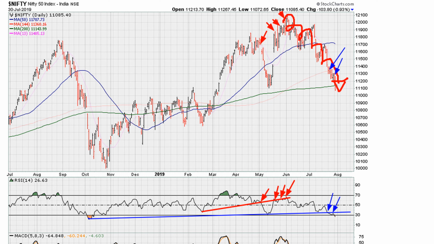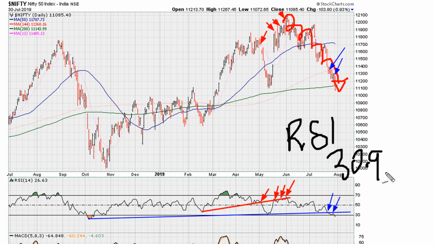Now keep in mind, we are trading below RSI 30.9, and as long as the RSI is trading below 30.9, expect day to day the market to continue being under pressure.